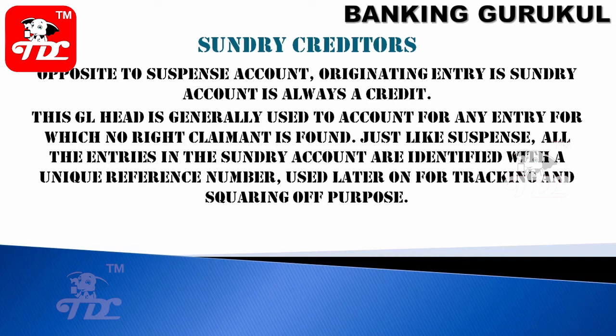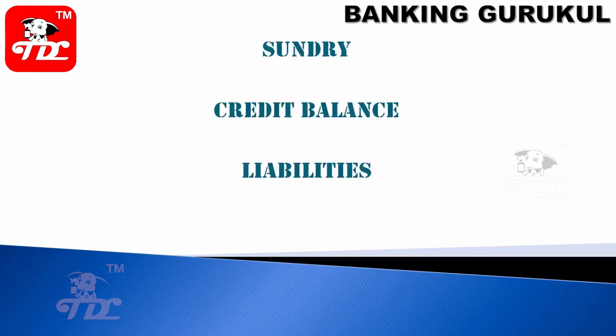Just like suspense, all the entries in sundry accounts are identified with a unique reference number, employee name and employee ID. While debiting and crediting, whether it is the suspense account or sundry creditors, we'll use the unique code so that while adjusting the original entry, we can use the transaction code and track it. When you want to reconcile, these codes will be useful. So sundry creditors is always a credit balance and it will be on the liability side.